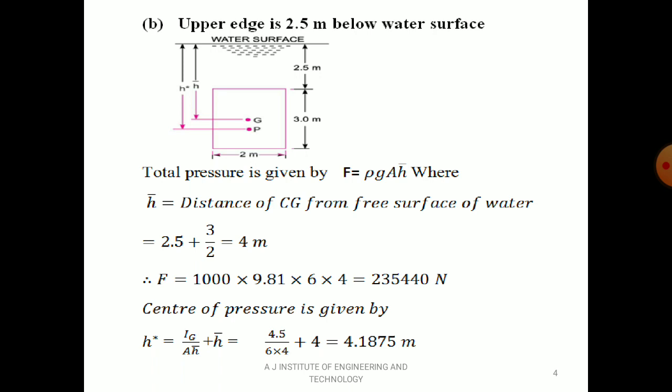Next, center of pressure is given by h star equal to Ig divided by A into h bar, plus h bar. So that is equal to 4.5 divided by 6 into 4, plus 4, that is equal to 4.1875 meter. So that is center of pressure.